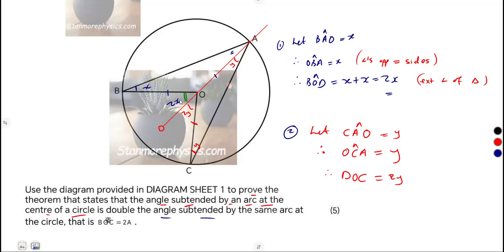So what we can tell from these two is that the angle that we want, BOC, is the sum of these two angles.